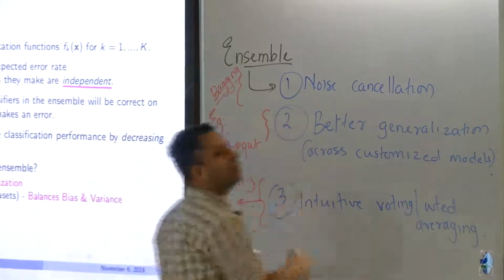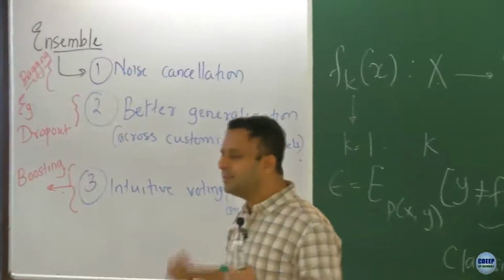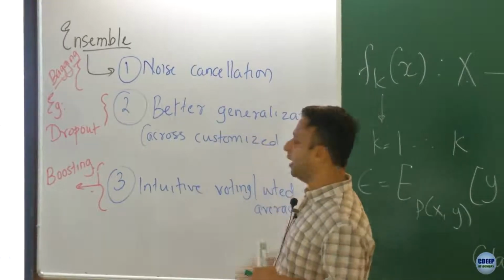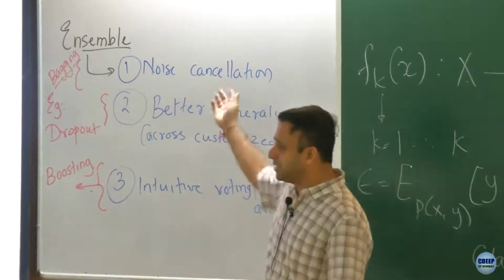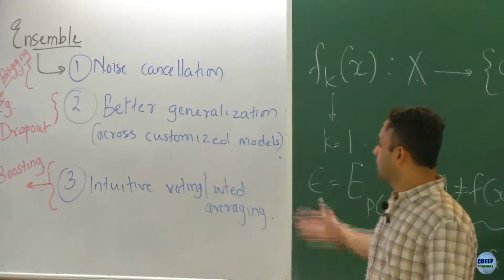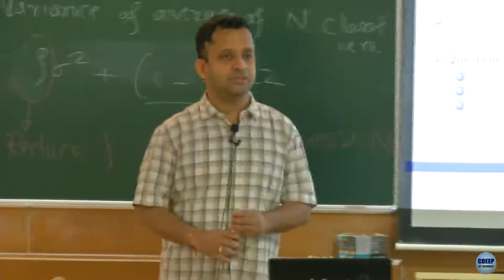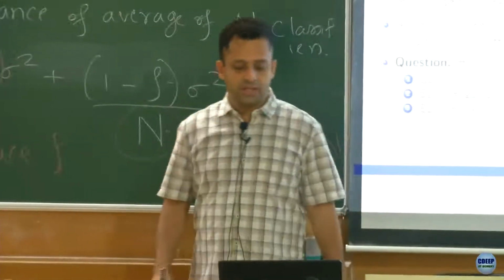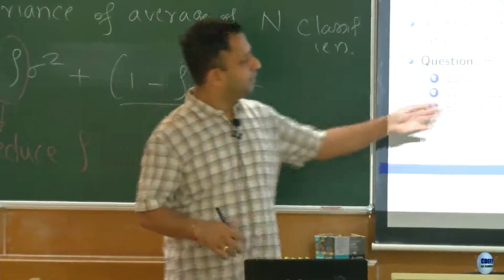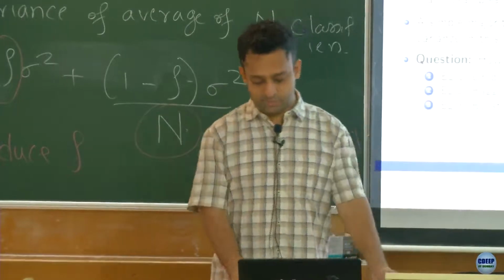I don't want to do a one-to-one association, but yes, bagging is directly motivated by noise cancellation. Dropout is directly motivated by generalization, but it does help achieve some of the other goals. And boosting is more directly, intuitively motivated by an average, a weighted average. And there's an interesting effect of balancing bias and variance that we talk about in bagging and boosting.